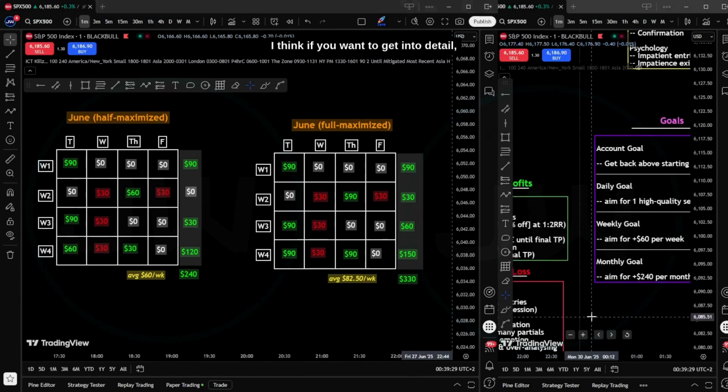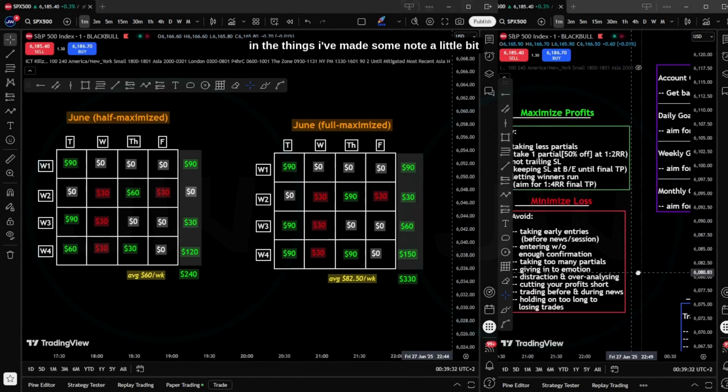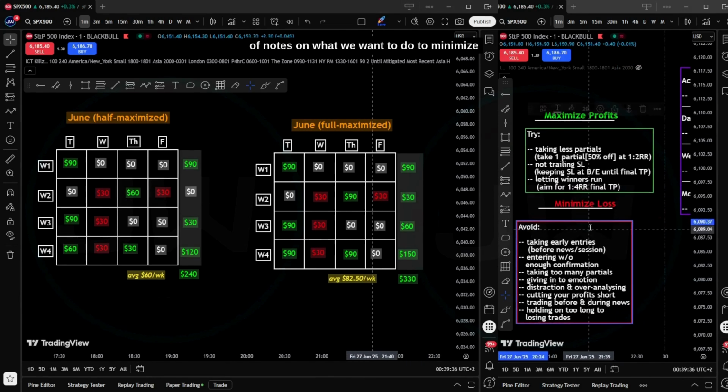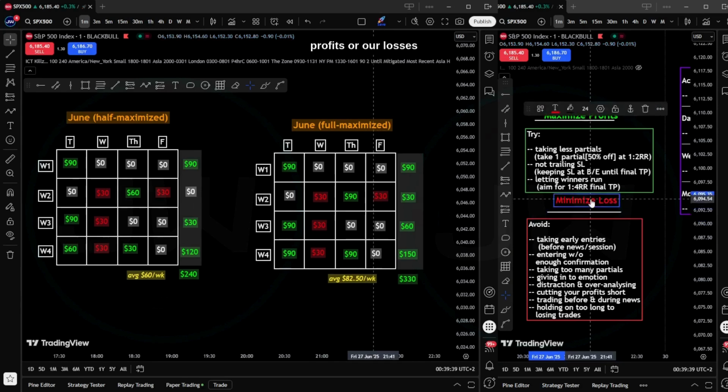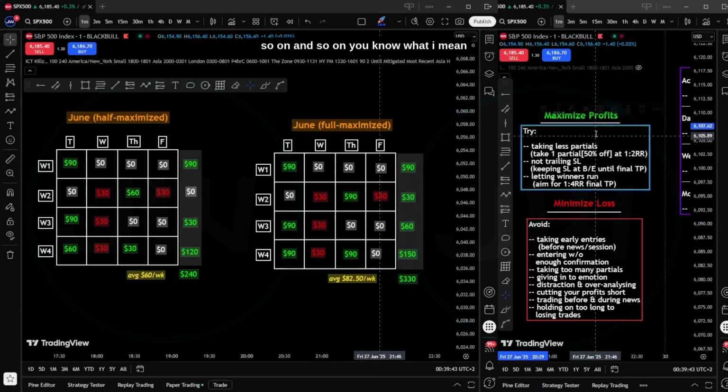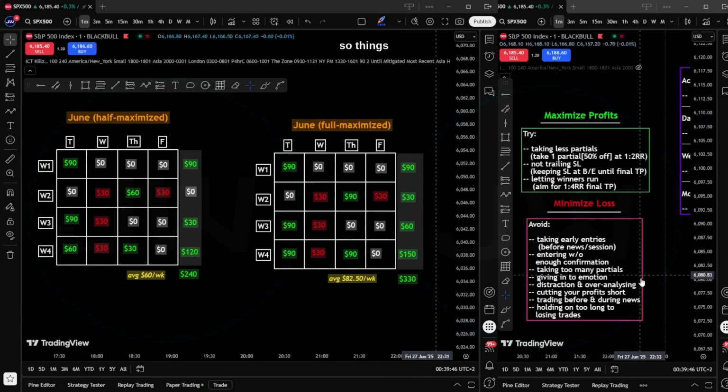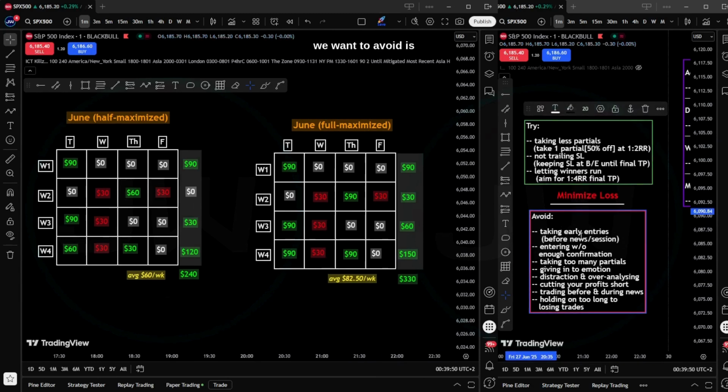If you want to get into detail, I've made some notes on what we want to do to minimize and maximize our profits or our losses. So things we want to avoid is obviously taking early entries. So before news and before our session, we don't want to be taking entries during those times. We're not comfortable during those times, so why would we? I know we were experimenting and trying our luck with certain things, but those things need to stop. We want to avoid any more losses. We want to minimize loss here.